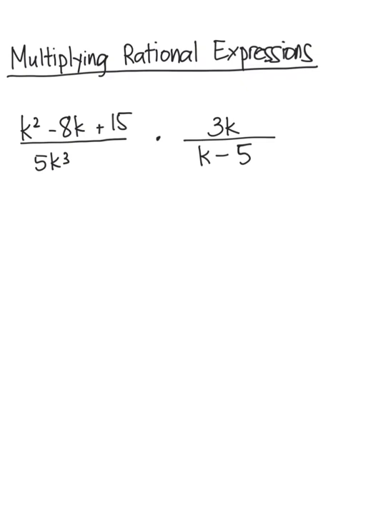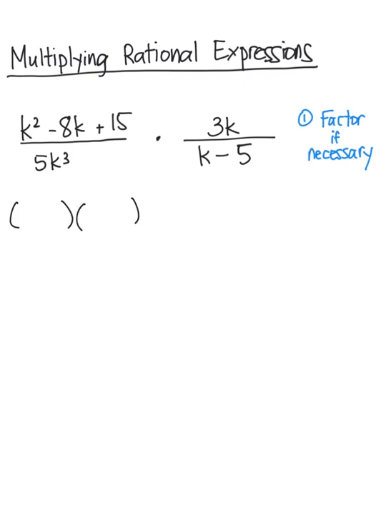All right, multiplying rational expressions is just like multiplying fractions, okay? So the first thing we need to do before we can multiply everything is see if there are any common factors that we can cancel out. So in order to see that, we're going to have to factor this, right? So let me factor that.